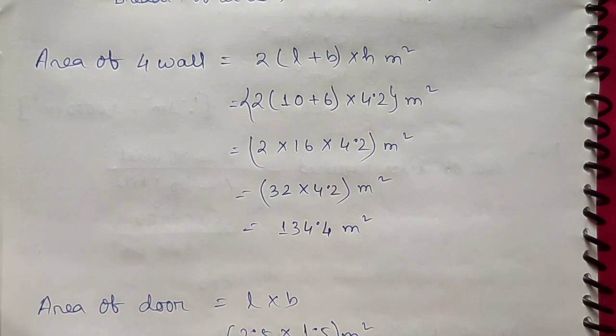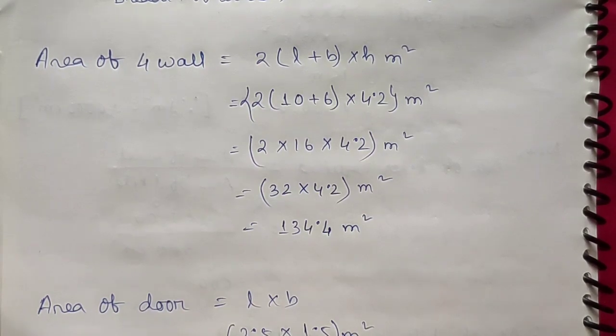Now what we have to do, as I told earlier, is subtract the area of the door and the area of the window from the walls. Because these will not be included in the area of the wall. These are the inserted objects in the wall. So now let's find the area of the door.